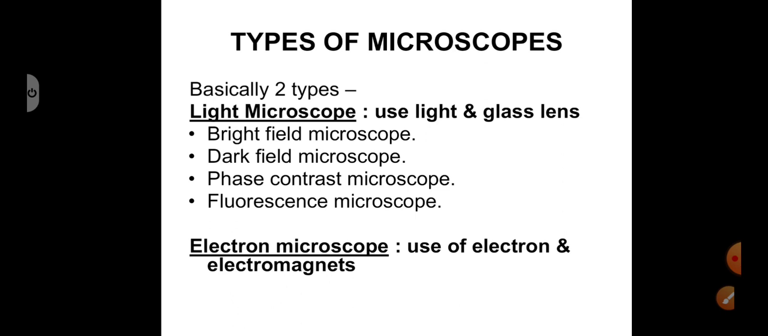Looking into types of microscopes, basically there are two types of microscopes. One is light microscope, another is electron microscope. The light microscope uses a light source and glass lenses for producing an enlarged image of a specimen, whereas electron microscope uses electrons and electromagnetic lenses to produce an enlarged image of an object. Under light microscope, we have bright field microscope, dark field microscope, phase contrast microscope and fluorescent microscope and many others, but knowing these many will be sufficient for now.